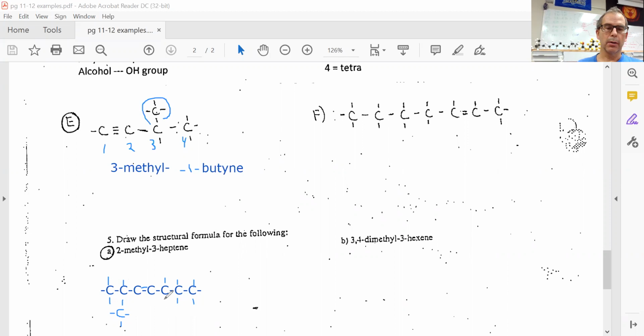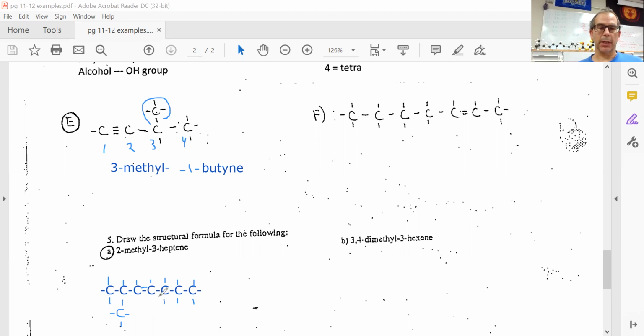1, 2. Now notice this carbon already has a double bond, so it already has 1, 2, 3. So I'm going to put 1 more stick in. You can put it above or you can put it below. It's your choice. But notice, because I have the double bond, I don't put a stick on each side. I want a total of 4 bonds to that carbon. All right, I think I'm good.